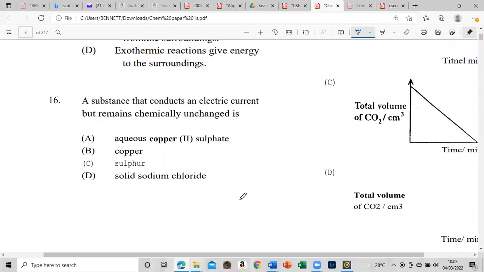All right, a substance that conducts an electric current but remains chemically unchanged is: A, aqueous copper(II) sulfate; B, copper; C, sulfur; or D, solid sodium chloride? And number 16 is copper.